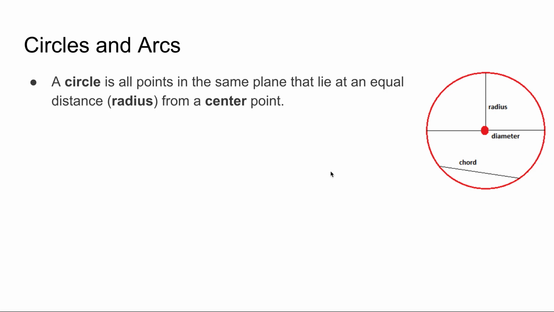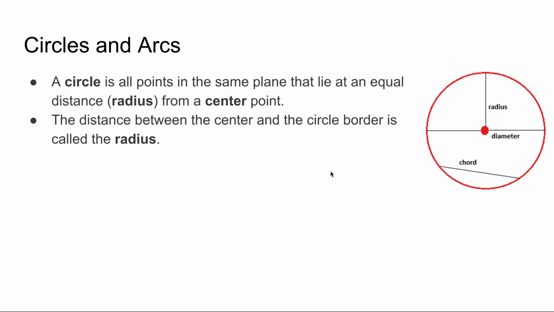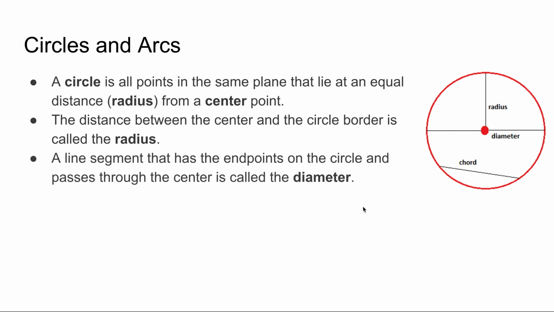Okay, so let's go over those concepts one more time. The distance between the center and the circle border is called the radius. Any point on the circle and to the center, the distance of that is called the radius. A line segment that has its endpoints on the circle and passes through the center is called the diameter, and also it's the longest chord, and also it is double the radius, right?